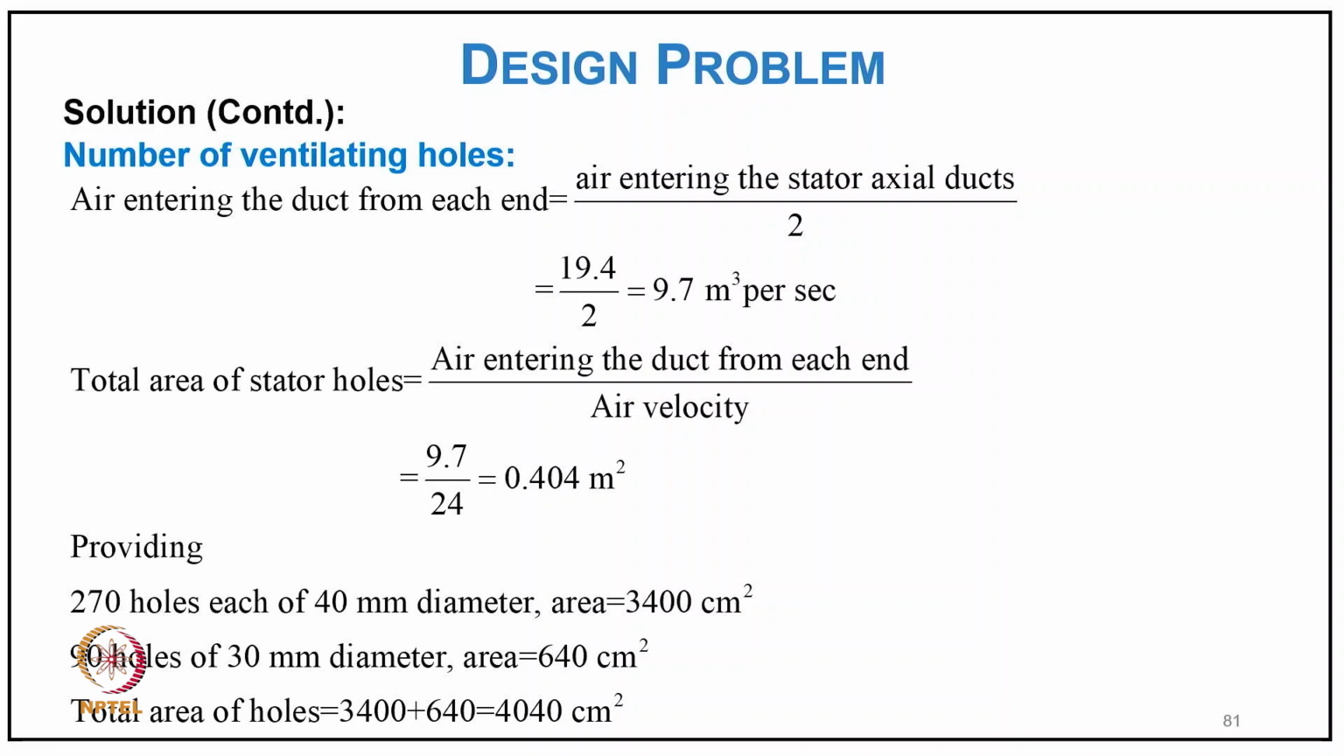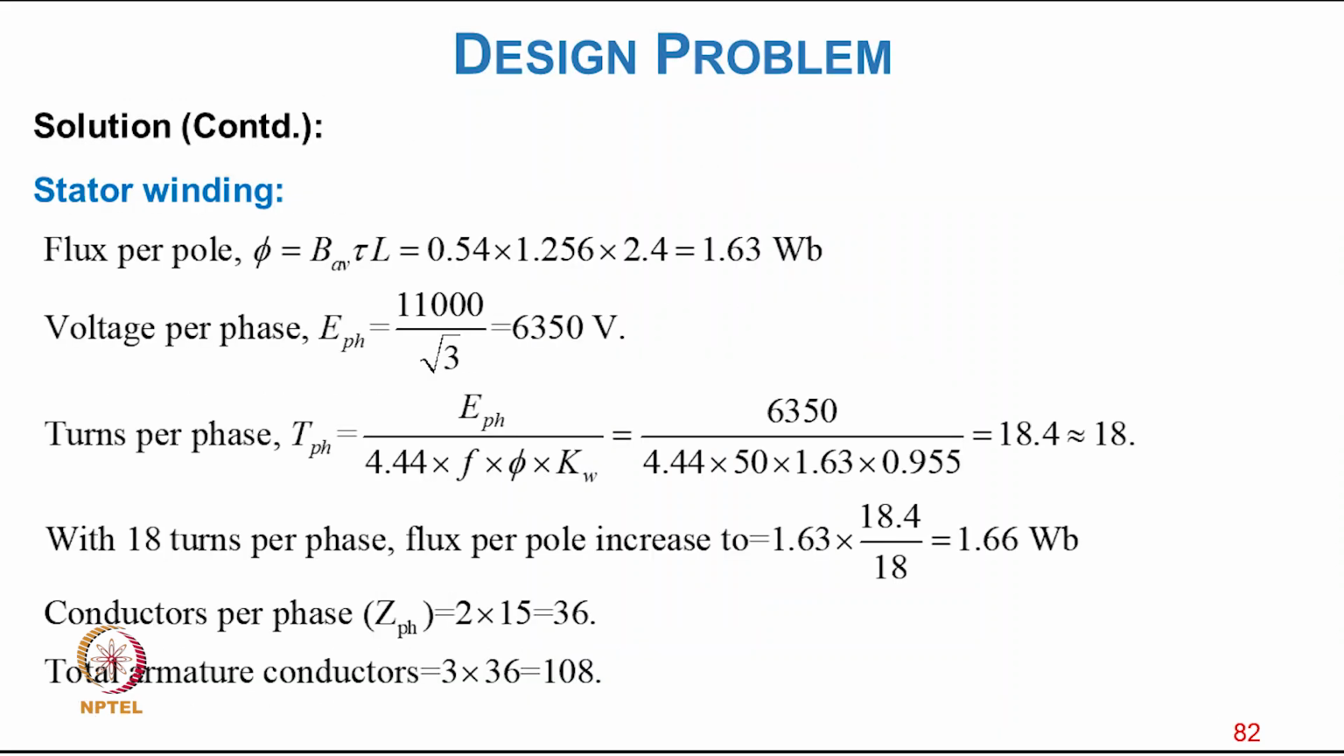Total area of the holes is the air entering the duct divided by air velocity, which comes typically to 0.404 meter square, providing 270 holes each of 40 millimeter diameter, area of 3,400 centimeter square, and 90 holes of 30 millimeter diameter, area of 640 centimeter square. Total area of holes is 3,400 plus 640, that comes to 4,040 centimeter square.